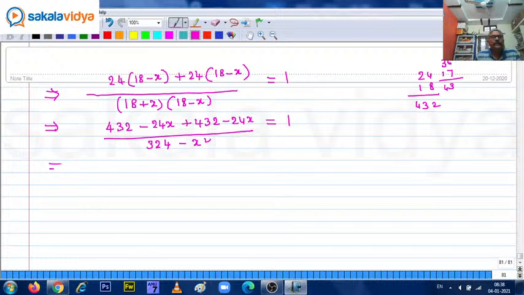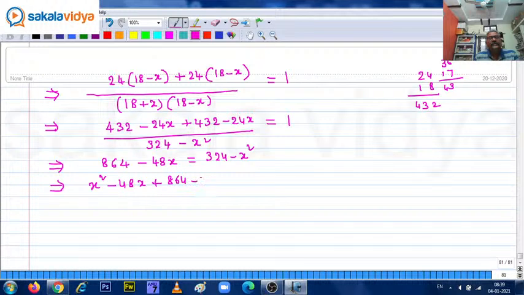So cross multiplication takes place. 432 plus 432, this is 864 minus 48x, because minus 24x equals to 324 minus x square. That means we are going to frame a quadratic equation. So bring this side. So now what do we get? X square minus 48x plus 864 minus 324 equal to 0.